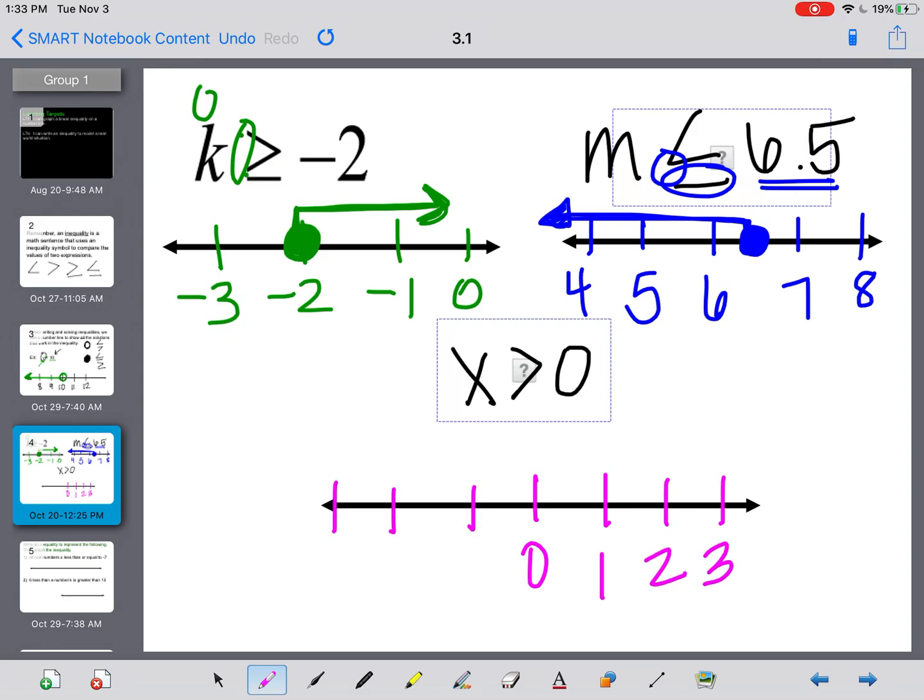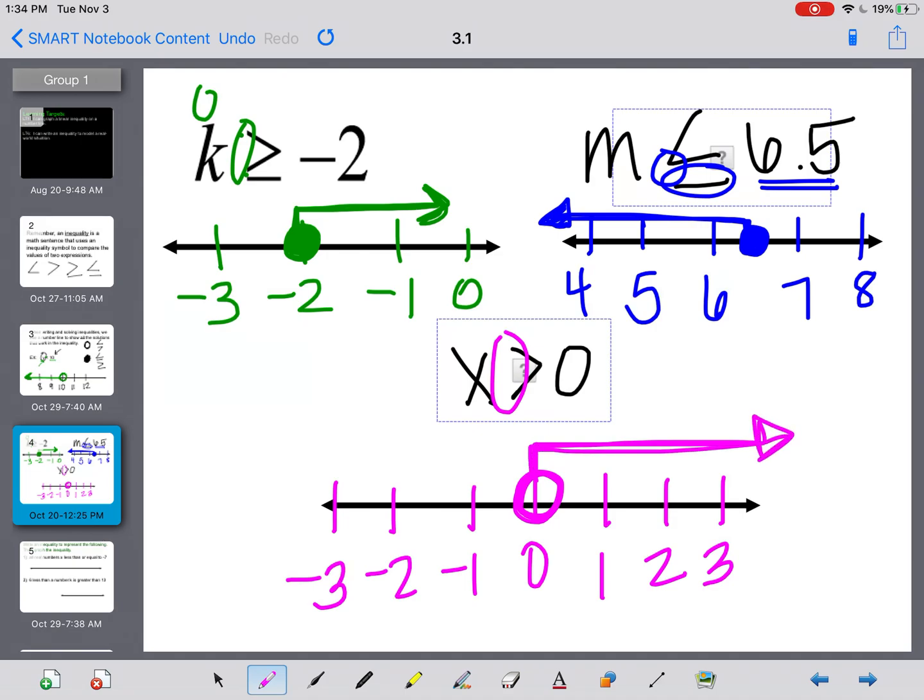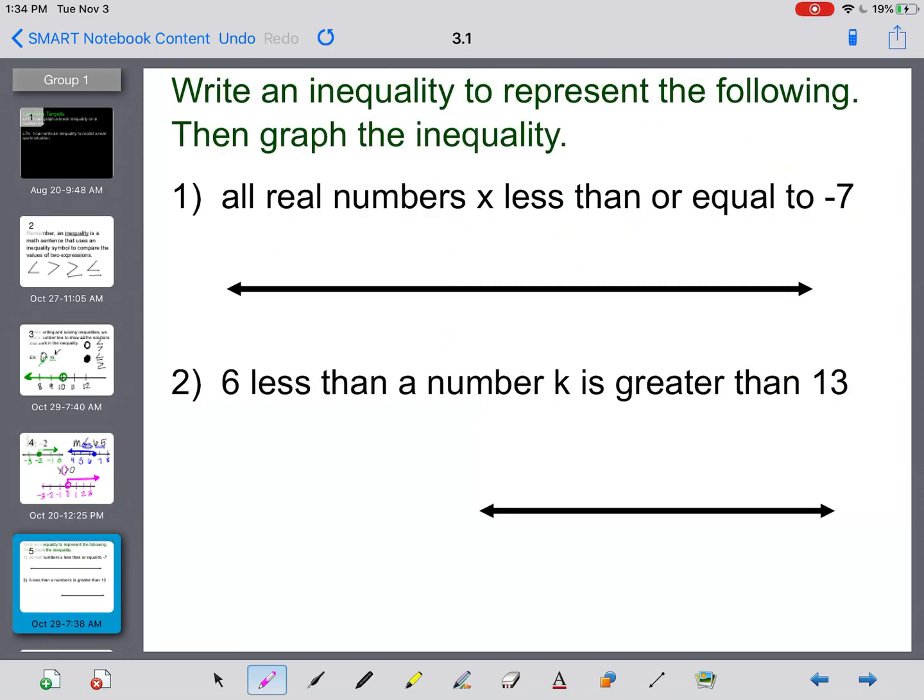Last on this page, I have a 0, so I'm going to put 0, and this one has a lot of room, so I'm going to put in a few more numbers. There is no equal to bar, so I need an open circle at 0. And my x is on the greater than side, so I need to shade in anything greater than 0.